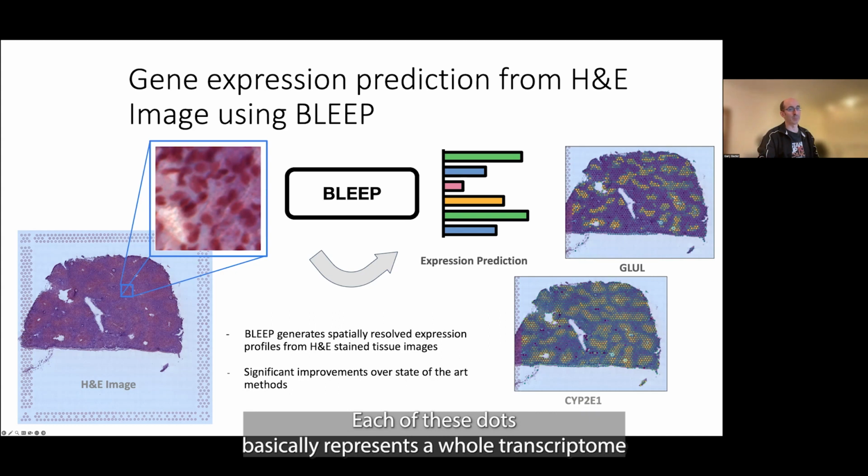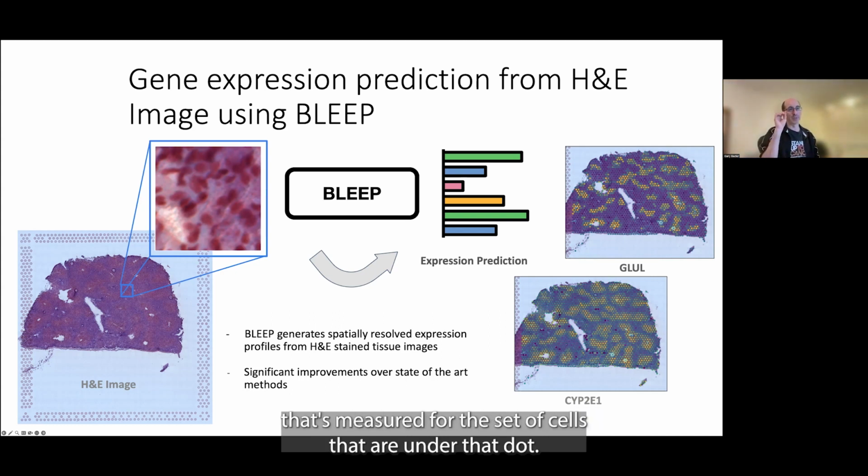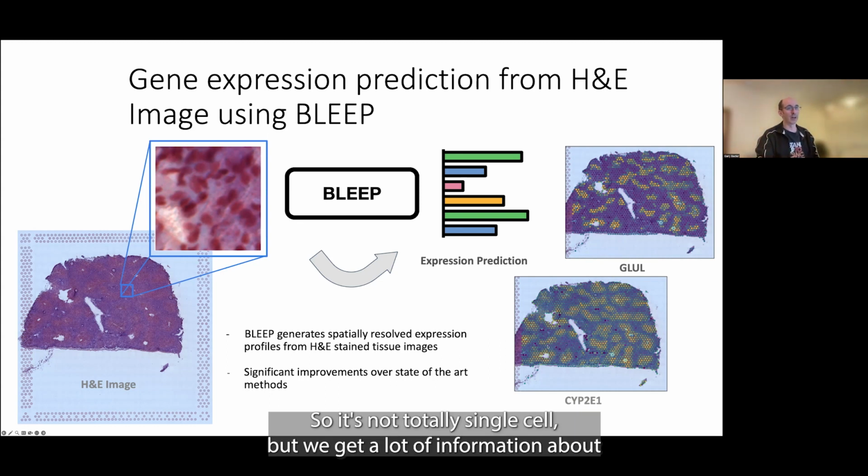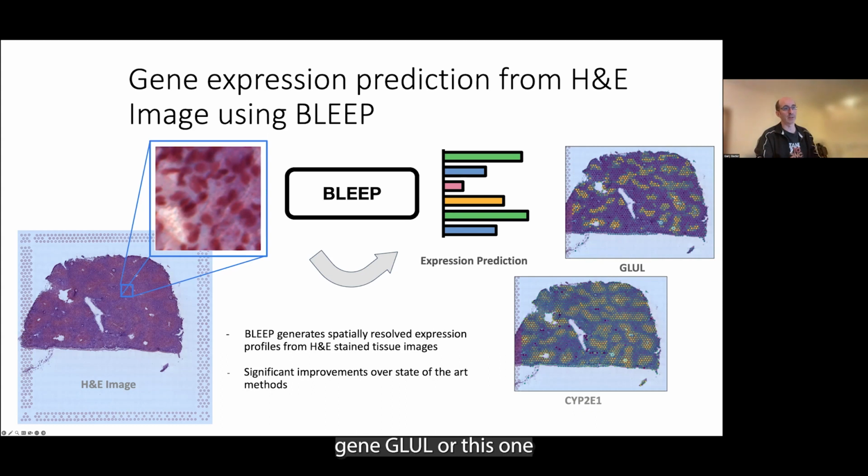Each of these dots basically represents a whole transcriptome that's measured for the set of cells that are under that dot. And usually it's, say, 2 to 10 cells per dot. So it's not totally single cell, but we get a lot of information about how the transcription of genes, like this gene GLUL or this one, varies over the liver tissue.